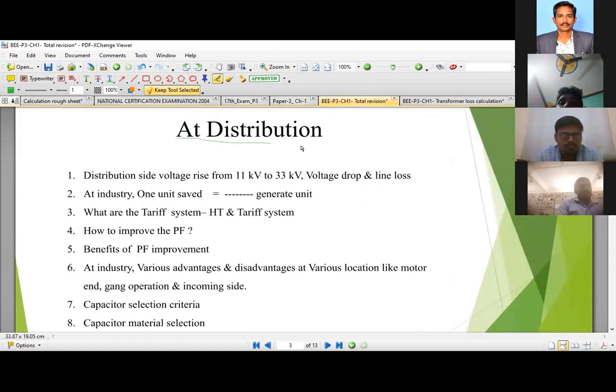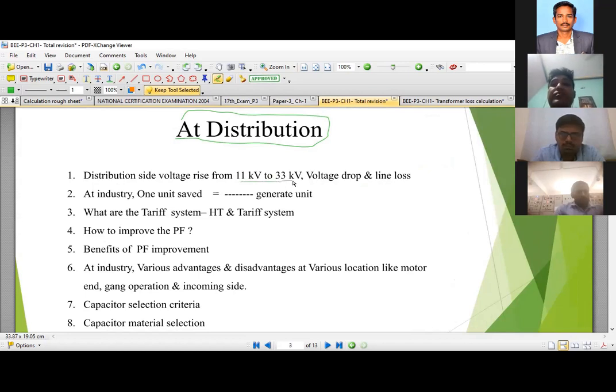Next, distribution. Main important is the distribution. Suppose distribution side voltage 11 kV to 33 kV. What is the ratio of voltage drop and line loss? It's very important, 1 mark. Voltage drop will be 1/3, sir. Okay. Line loss? 1/9. Okay.